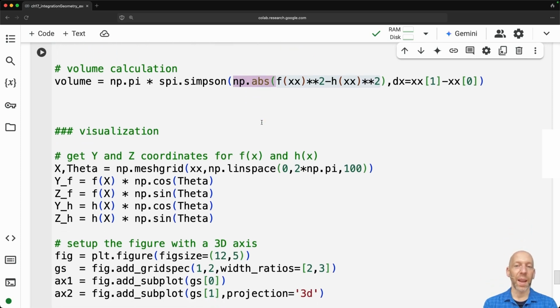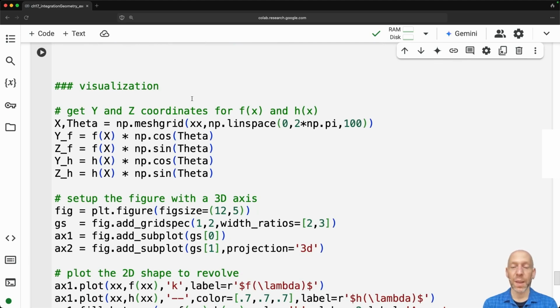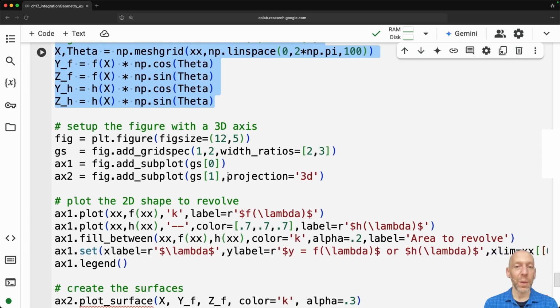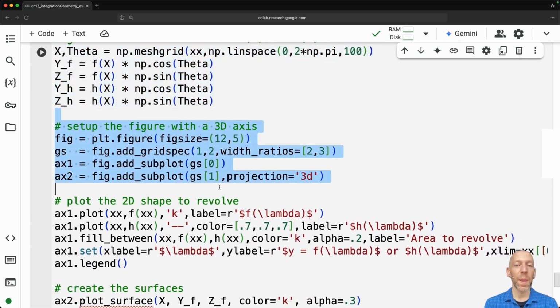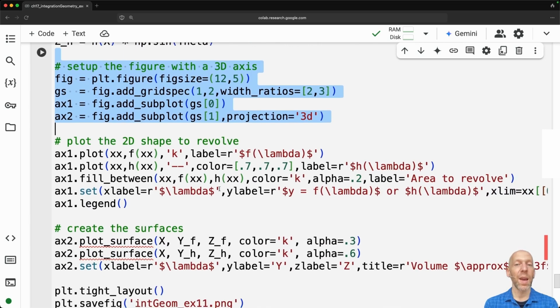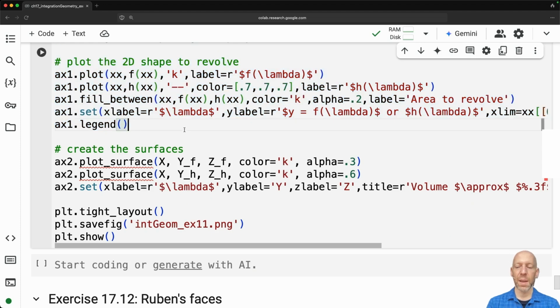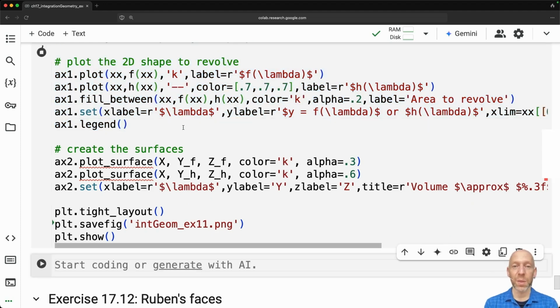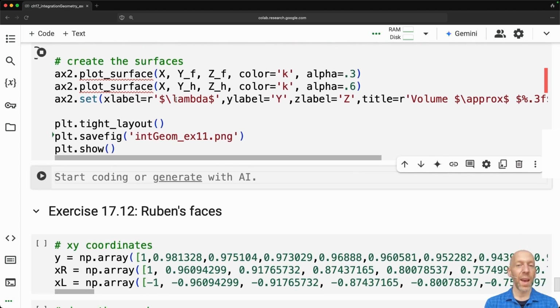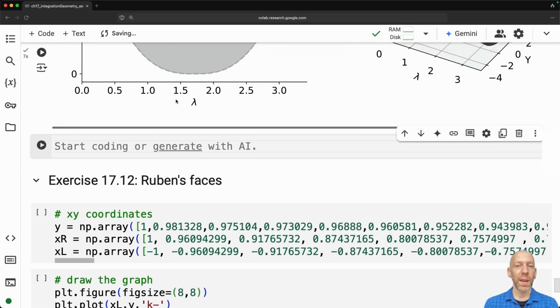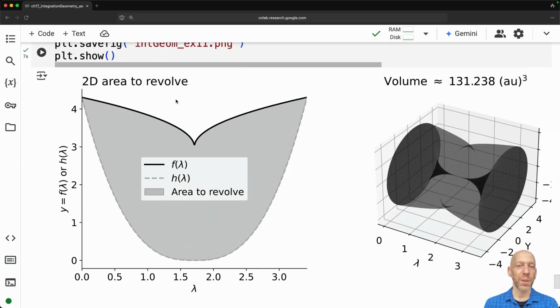Okay, and then the rest of this is visualization, and this is all code that I have copied from previous figures in this chapter, and I'm just making very minor modifications here to get it to work for these variables that we have in this exercise. And here we see the final results.